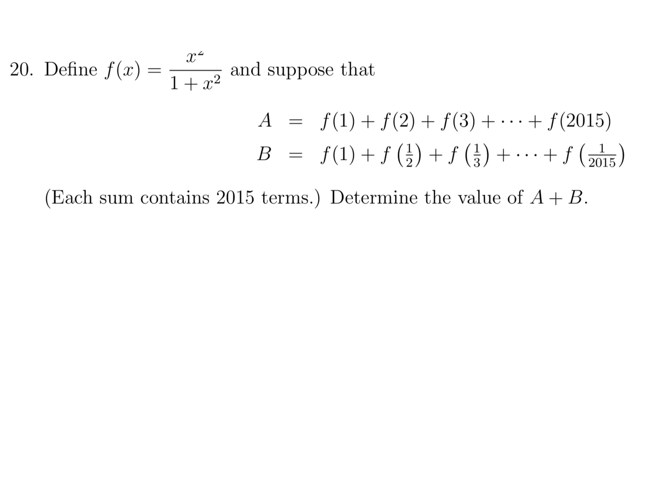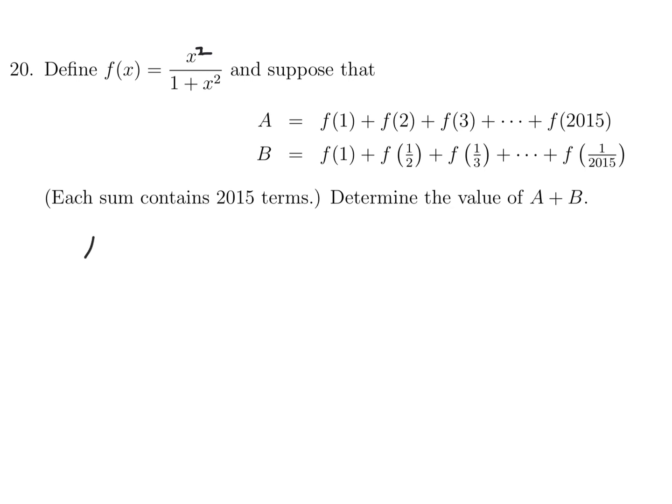Define f at x to be x squared over 1 plus x squared. And suppose that a is f at 1 plus f at 2 all the way to f at 2015, and b is f at 1 plus f at a half plus f at 1/3 all the way to f at 1 over 2015. Each sum contains 2015 terms. Determine the value of a plus b.